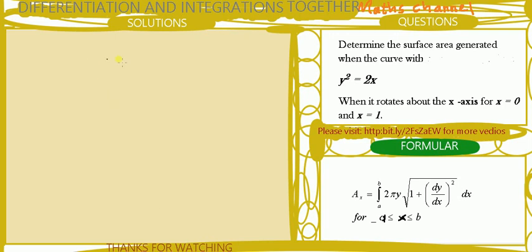This is differentiation and integral together. So, solutions. Here we're dealing with the surface area generated along a certain position. Here's the question: determine the surface area generated when the curve y squared equals 2x is rotated about the x-axis for x equals 0 and x equals 1.